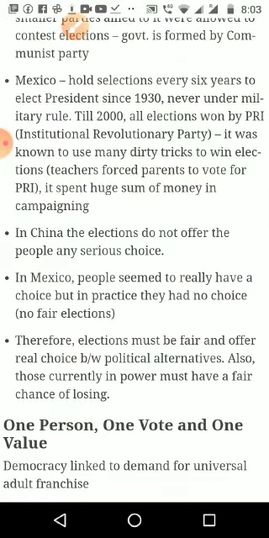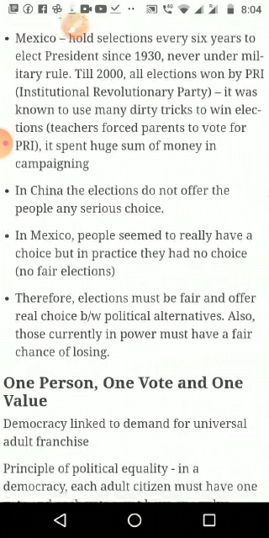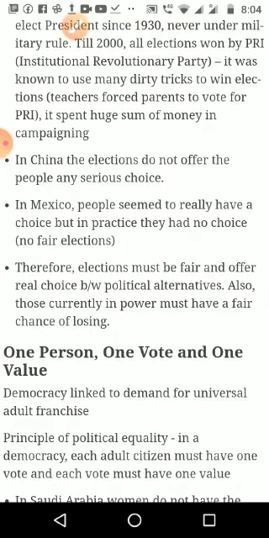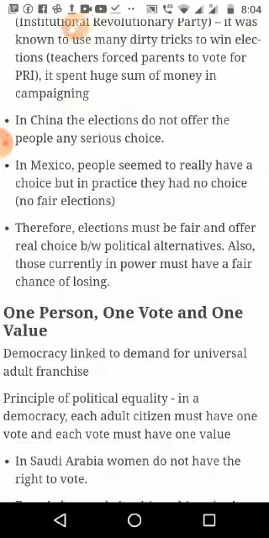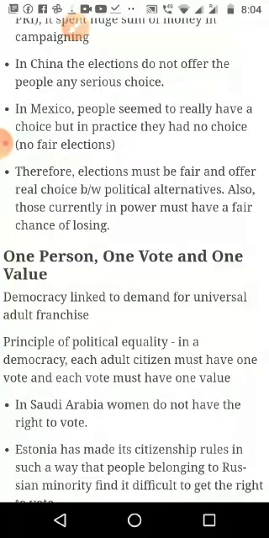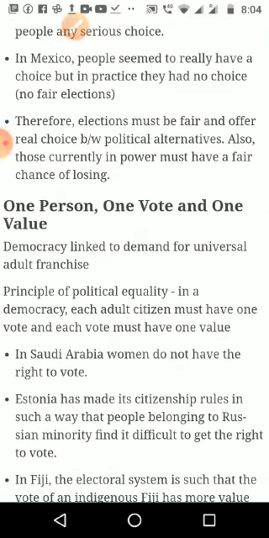Mexico holds elections every 6 years to elect the president, since 1930, never under military rule. Till 2000, all elections were won by the PRI, the Institutional Revolutionary Party. It was known to use many dirty tricks to win elections. Teachers forced parents to vote for the PRI. It spent huge sums of money on campaigning. In China, the elections do not offer the people any serious choice. In Mexico, people seem to really have a choice, but in practice they had no choice, no fair election.